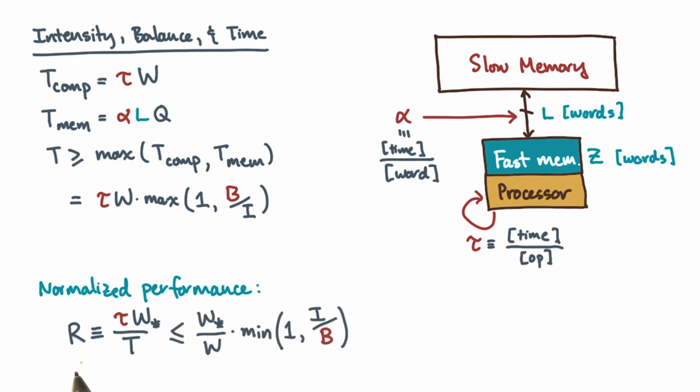It says the best possible value of the normalized performance is W star over W times the min of 1 and intensity divided by balance. This measure of performance is inversely proportional to time. Therefore, higher values are better. Take a moment to ponder it as you'll explore it in more depth momentarily.